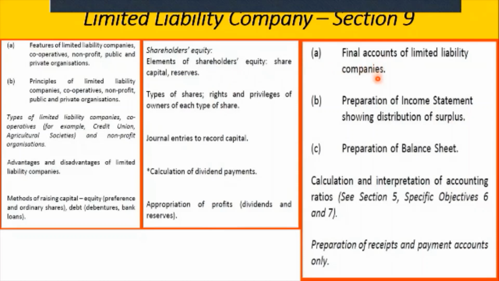Final accounts of limited liability company, right? That's your income statement and your balance sheet, right? You remember to learn it in vertical format, because that is what is needed for companies. You must show the working capital. Calculation and interpretation of accounting ratios, right? We already did that, but you have to do it for companies as well. And then we have preparation of receipts and payments account only, right? They do not give you the income and expenditure account here anymore, right?